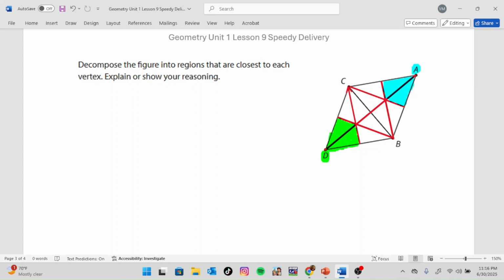Now we're left with this middle section. And what separated C from B was this perpendicular bisector that went up to point A and down to point D. So everything above and to the left is closer to C. So I'm going to shade this region in yellow.